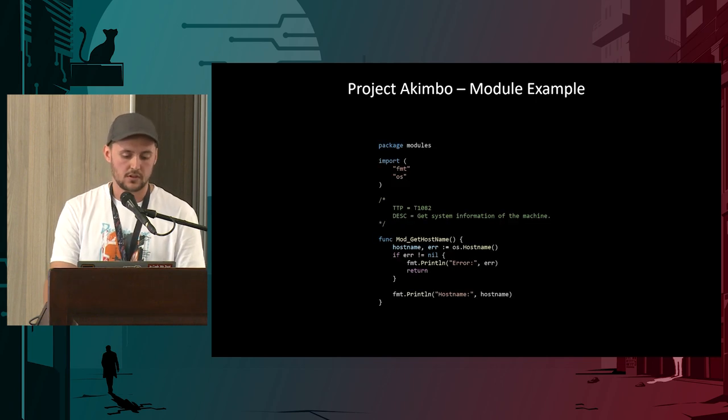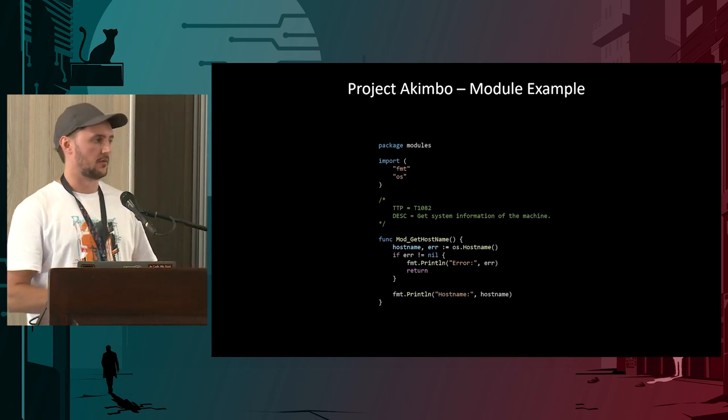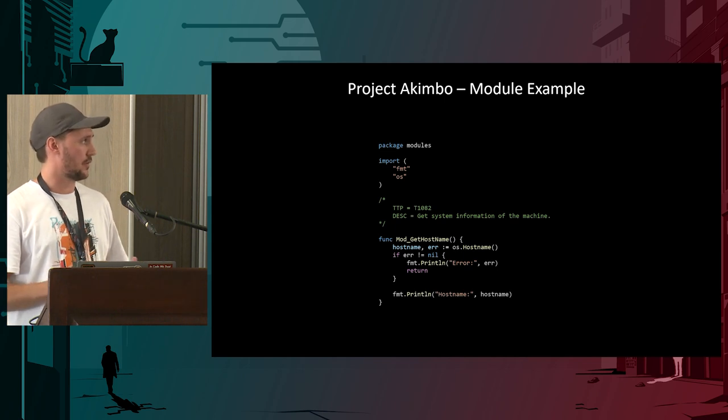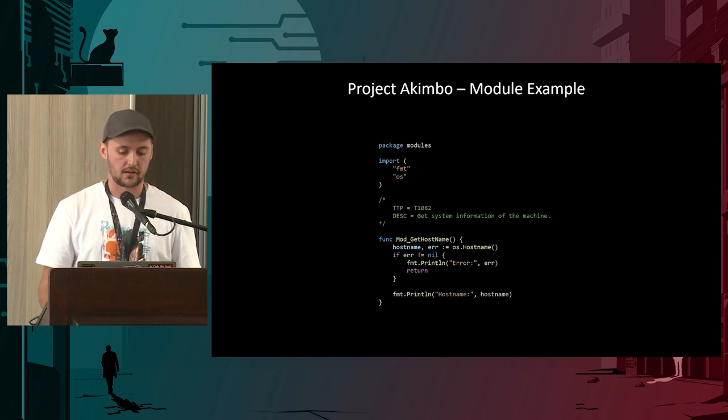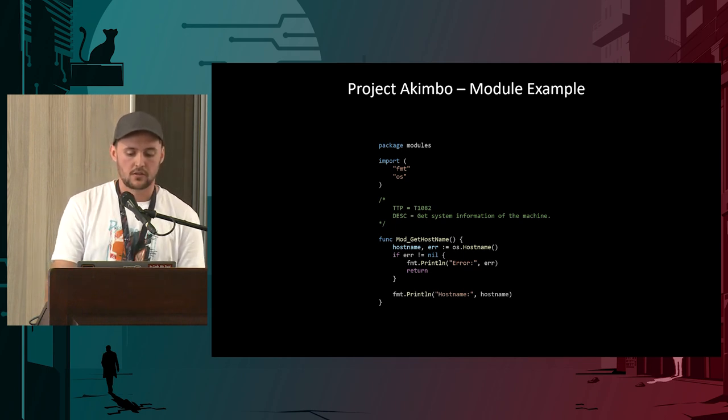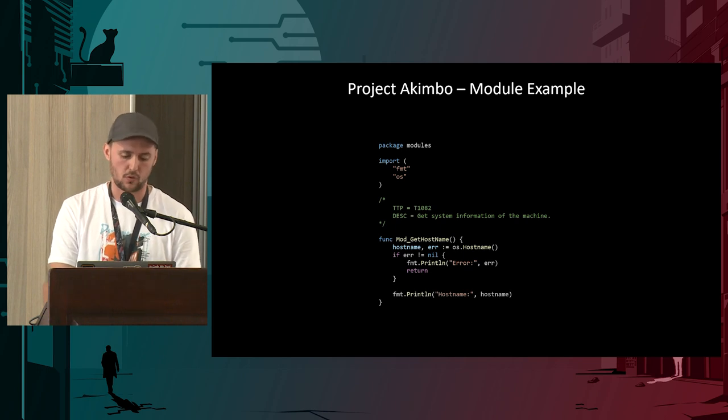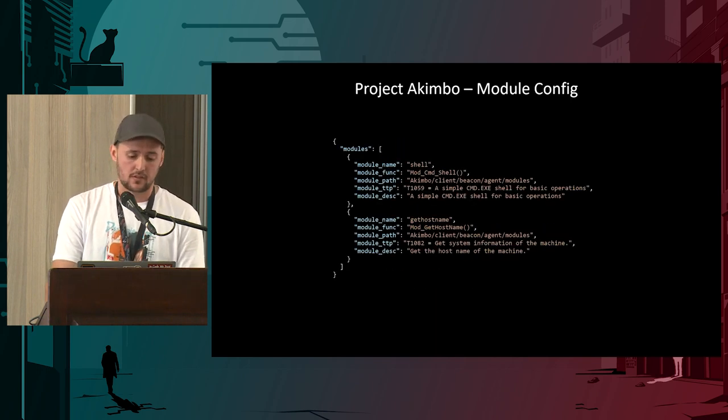You just press up and down, press the space button, and select what you want. This is basically the module example. Every module gets its own file, and it's stored in the modules folder. This is a super basic example. What it will do is read the MITRE TTP, read the description, and then it has the public function, which it will then pull into the final source code.